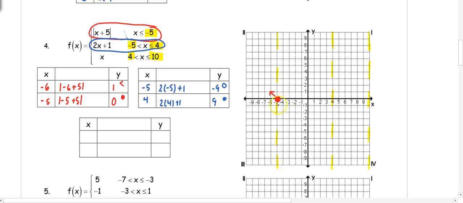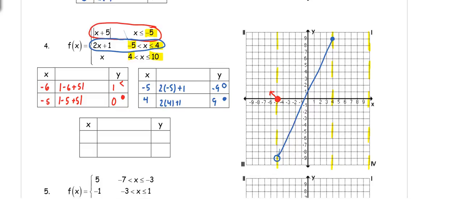So we're going to go to -5, -9, place an open circle. We're going to go to -4, -7, place a closed circle. And then we're going to connect our two circles.